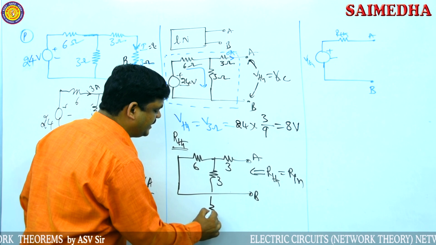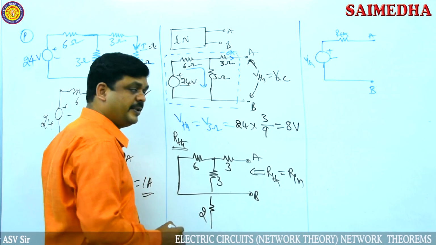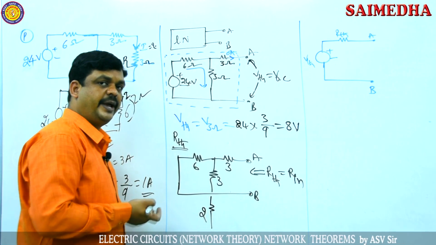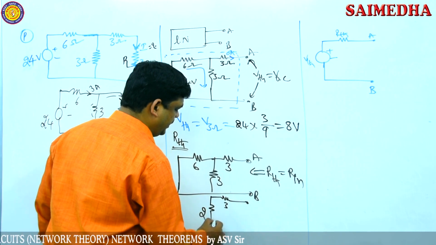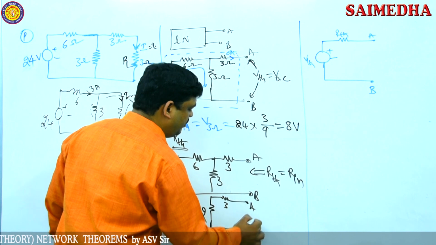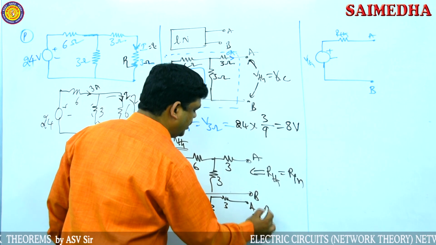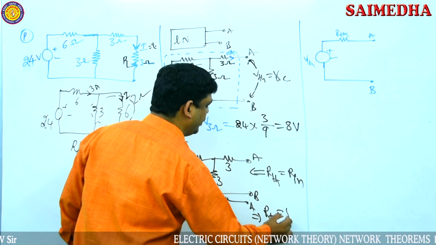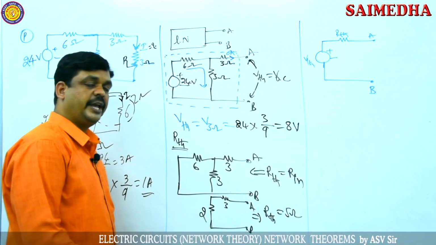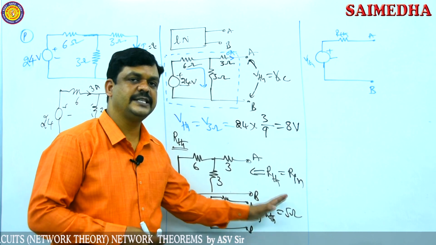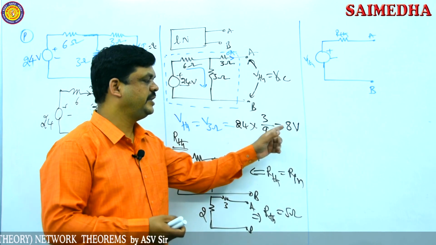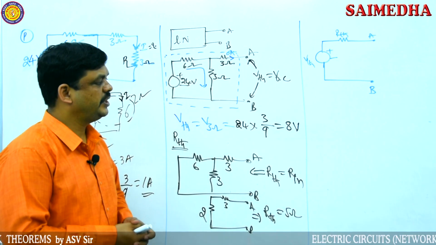After simplification, 6 and 3 in parallel becomes 2, that is 6 into 3 by 6 plus 3. And the remaining resistor is 3. Now finally, in between the A and B terminals, the total resistance is 5 ohms. So Thevenin's resistance is 5 ohms and Thevenin's voltage is 8 volts.